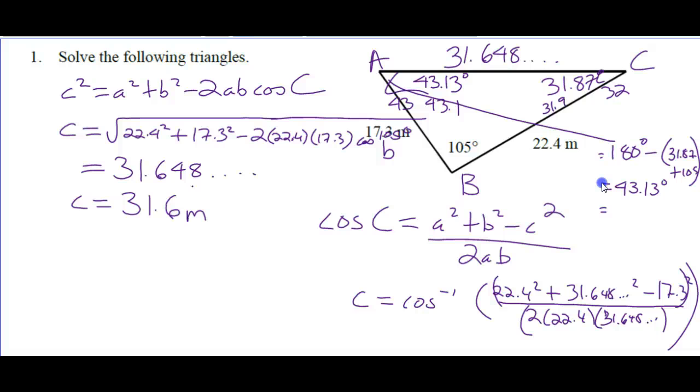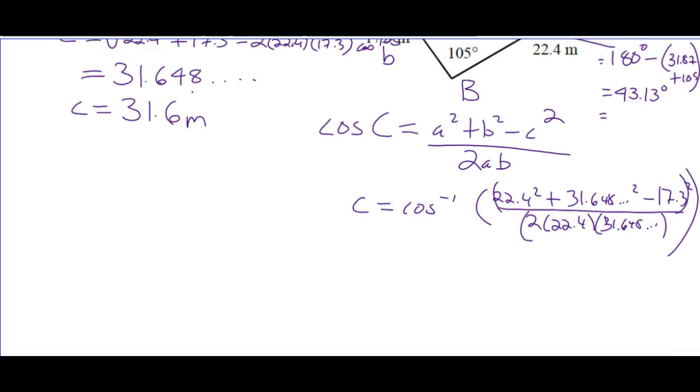Okay. So that's a solved triangle, right? We used the cosine law to work out the side. We then used the cosine law to get one of the angles, and we used the fact that the three angles in a triangle add up to 180 to get the next angle.